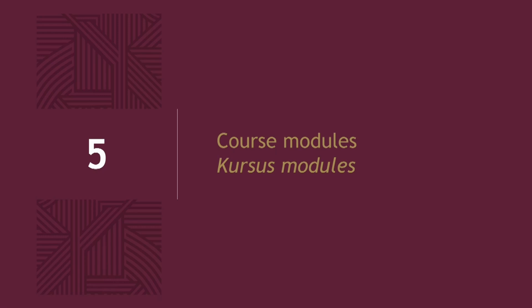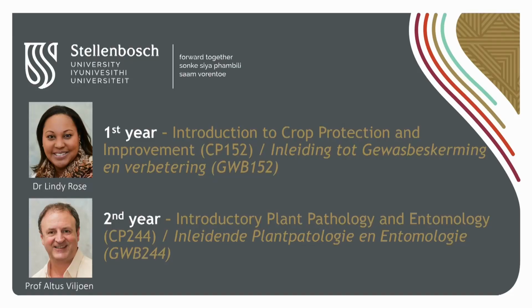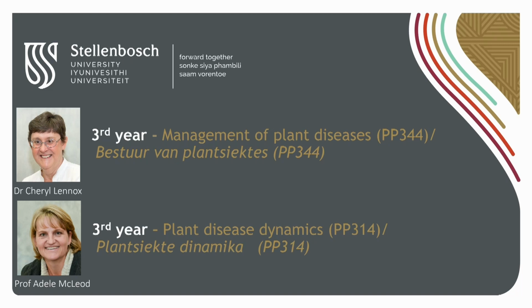So what do the courses entail in plant pathology? In your first year, you do 1 quarter of an introduction to crop protection and crop improvement. Then in your second year, you build on that, doing an introductory plant pathology course, again for 1 quarter. In your third year, we go into more depth. There we do a semester module on the management of plant diseases, looking at all the various aspects of management, not only fungicides, but also biologicals, plant resistance, all of these important topics. In the second semester, you do a module on plant disease dynamics, learning all about the different disease cycles and the most important diseases on the crops in our country.